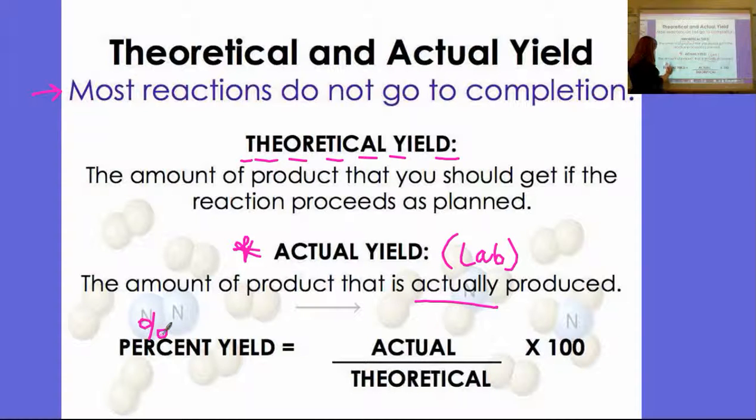So how do I calculate percent yield? Percent yield equals the actual yield, usually in grams, divided by the theoretical yield, again in grams, grams over grams, actual over theoretical times 100.